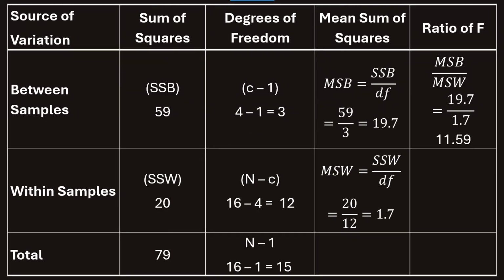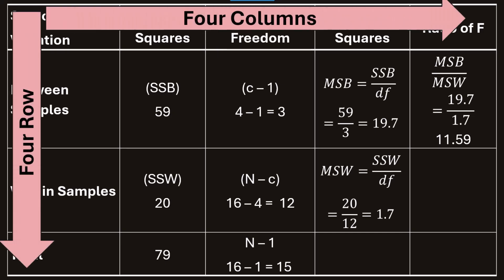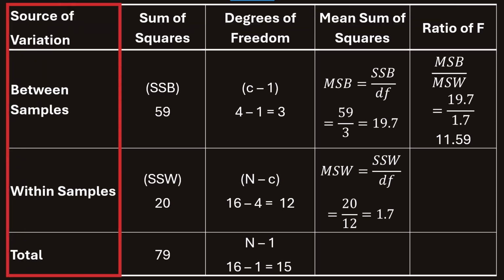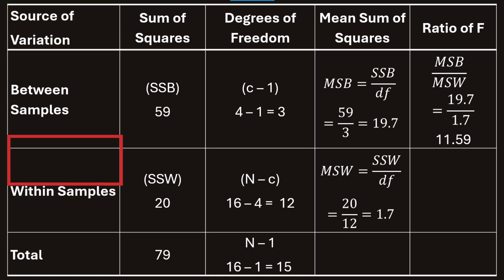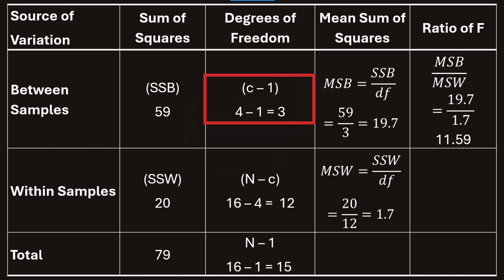Now we shall proceed to fabricate the ANOVA table. In the present case, it is a 4 by 5 table, that is 4 rows and 5 columns. In the first column, we are going to state the source of variations. The sources are between samples, within samples and total, that is all sources. In the second column, we have stated the SSB value 59, SSW value 20, SST value 79. In the third column, we have stated the degrees of freedom.